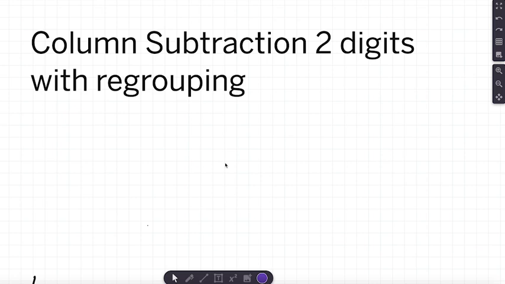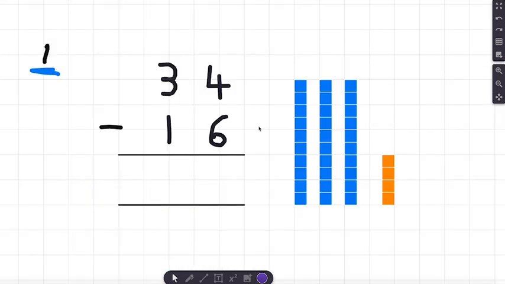In this video, we're looking at column subtraction with two-digit numbers, but with regrouping. So let's get straight into the first question. Question 1 is 34 subtract 16. And as with our normal column subtraction, we would start with the units column.